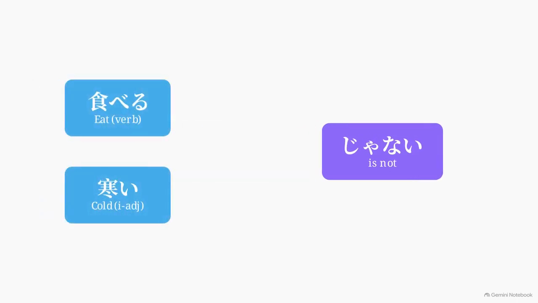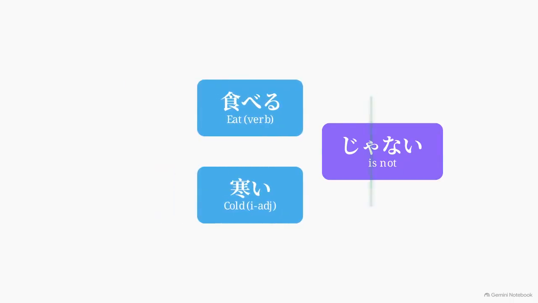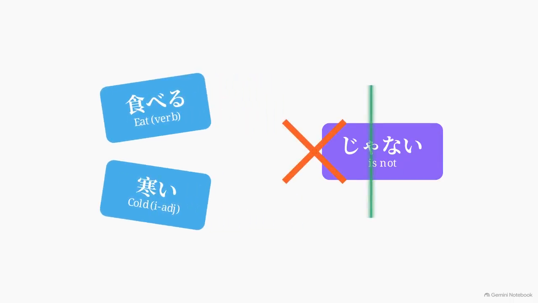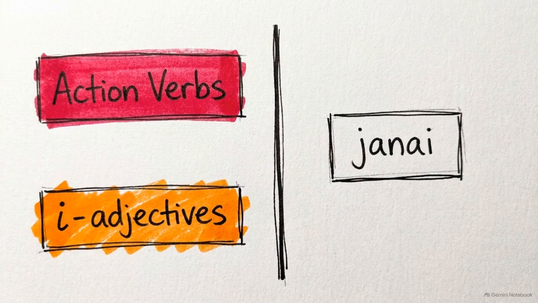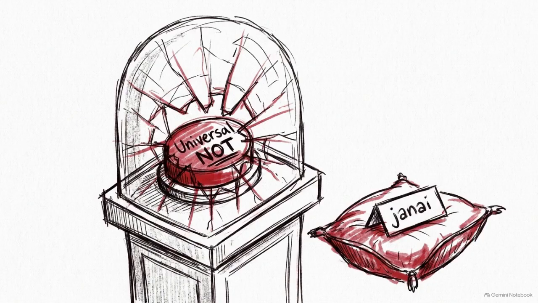But notice other words. Try forcing an action verb or a word like samui onto Janai, and they bounce right off. Action verbs and words like samui have their own specific ways of becoming negative. Janai just doesn't have the power to change them. Janai is specifically for nouns and descriptions. It identifies what something is or isn't, rather than acting as a universal not button for the entire language.